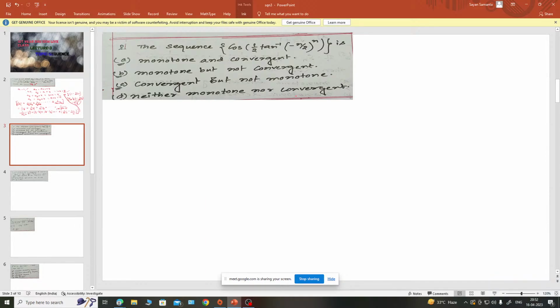Everyone try and comment. What is the answer of the sequence? The given sequence is (cos of 1 by 2 tan inverse of minus n by 2) whole to the power n: monotone and convergent, monotone but not convergent, convergent but not monotone, neither monotone nor convergent.